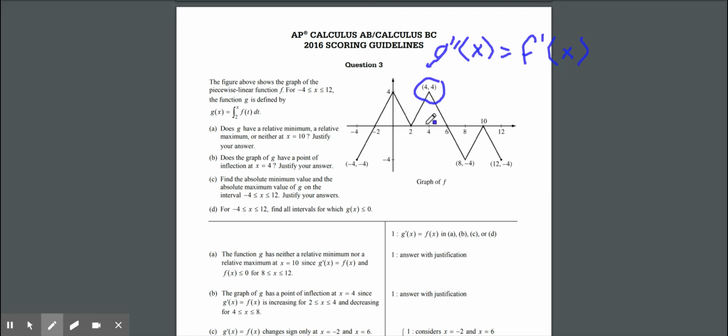And yes, it does. I'm increasing, which means my derivative is positive, and then I start decreasing, which means my derivative, f prime of x, is negative. And so at x equals 4, g double prime of x changes signs. Therefore, there is a point of inflection. You can see that the graph of g has a point of inflection at x equals 4, since g prime of x is increasing for this interval and then decreasing. Or in other words, it changes signs at x equals 4.